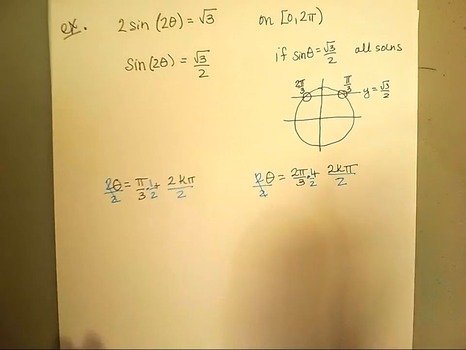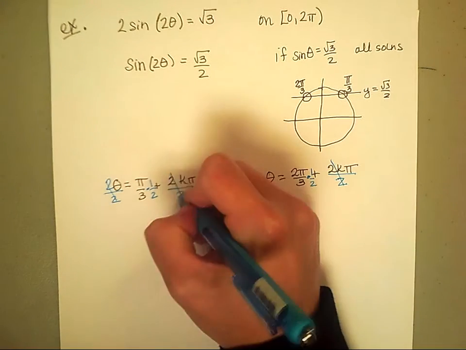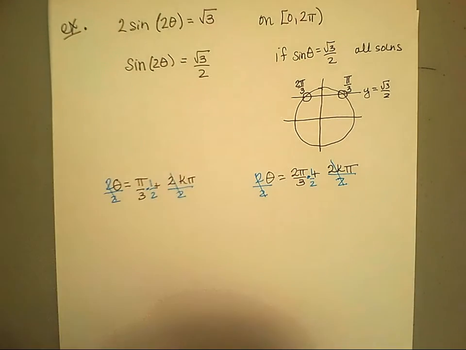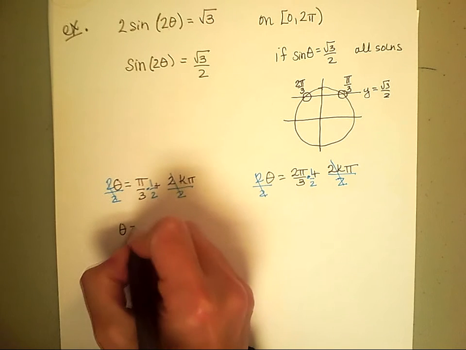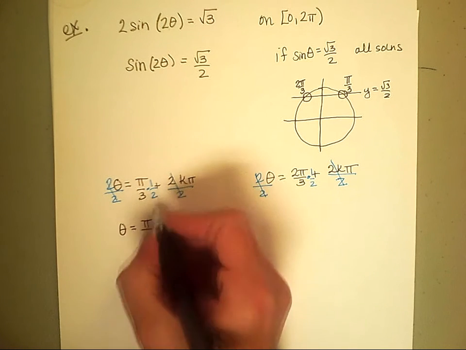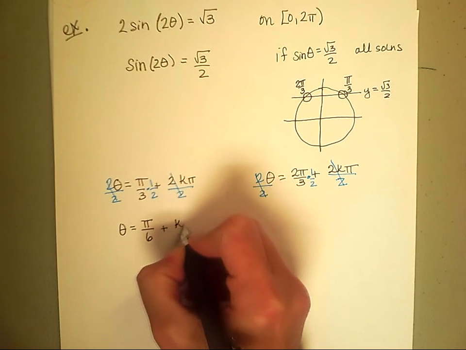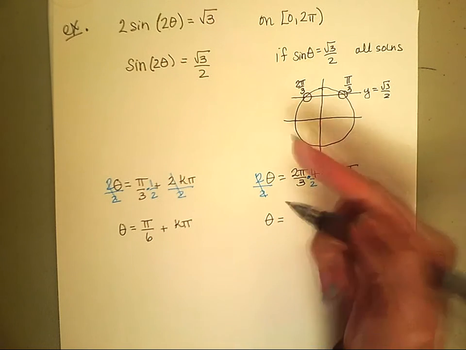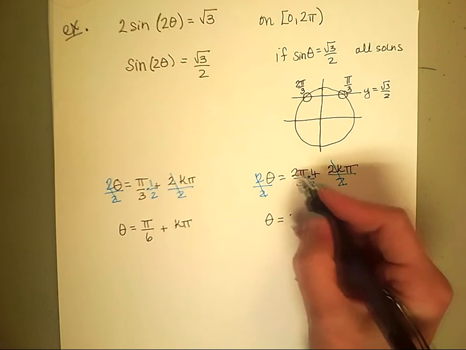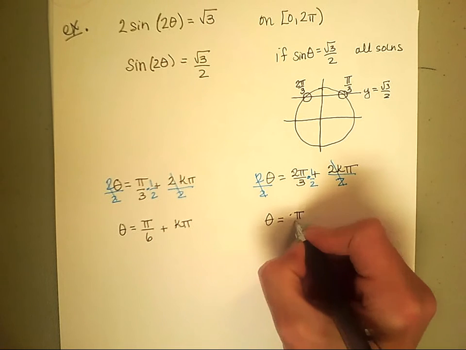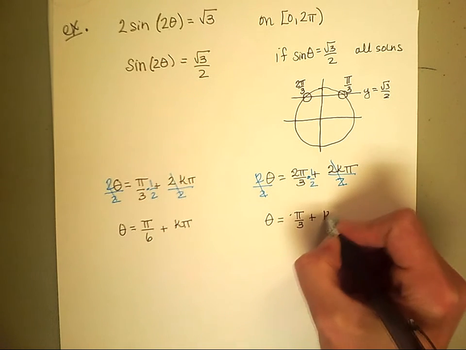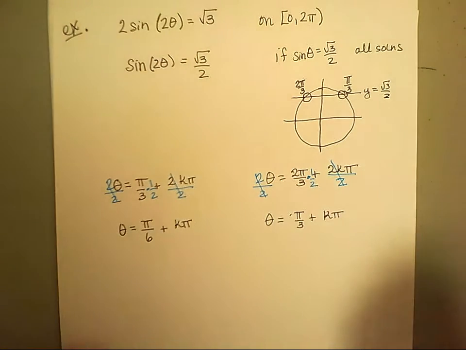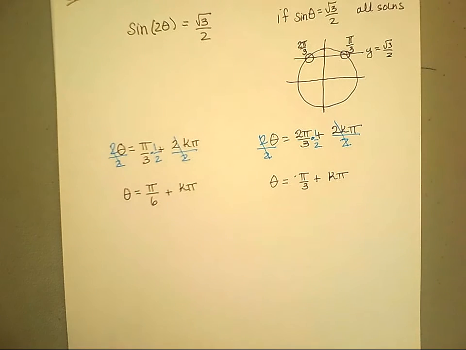Same here. Divide by 2. Okay. In this case, our 2's cancel everywhere. So what we would get is theta is equal to pi over 6 plus k pi. Okay. It would be all of those. Or our second angle from this branch, the 2's will cancel, and we're left with pi over 3 plus k pi. Okay, where k is an integer to represent the multiples.